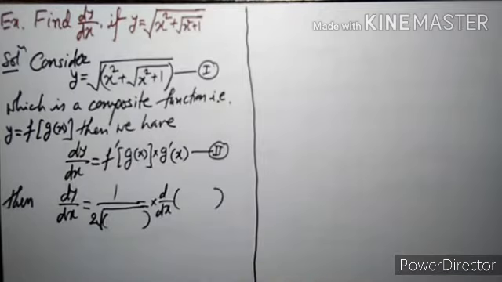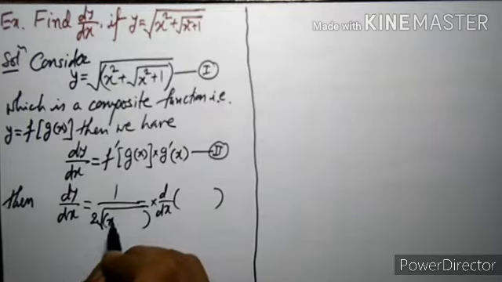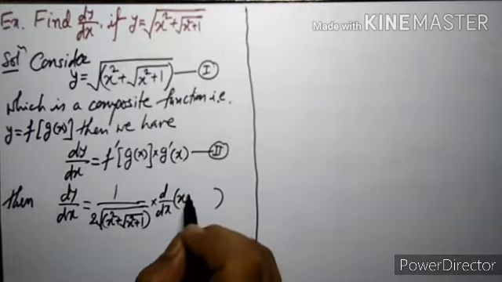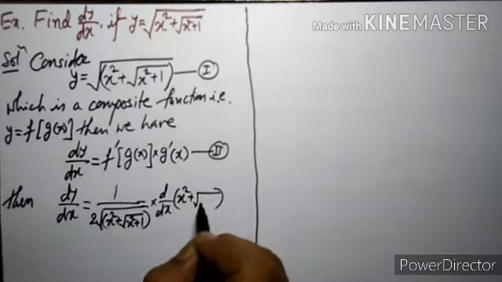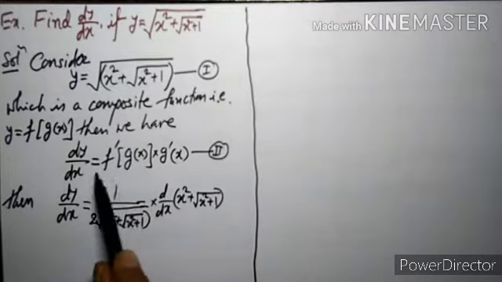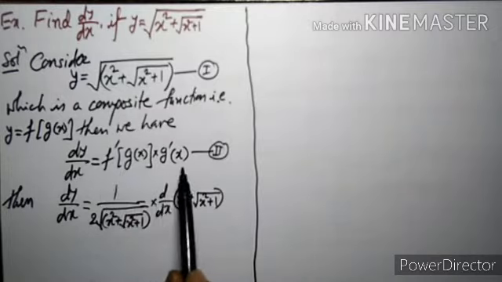Bracket contains the inner function. Now I will write that x square plus root of x square plus 1, and here it is x square plus root of x square plus 1. Now already we have finished the first part. Now we have to go for the derivative of the second part.